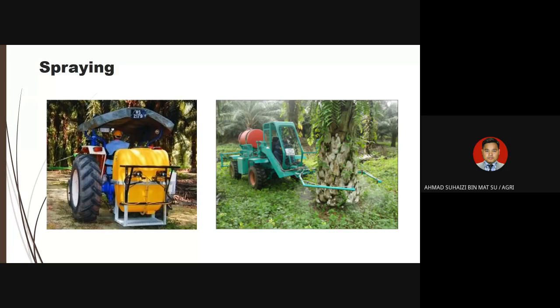So if you have the machine or capital, you can purchase or design this type of machinery and then spray around the circle. So here it's more accurate, and in terms of wastage, it will be less than the typical boom sprayer. So this is more accurate and has better efficiency.